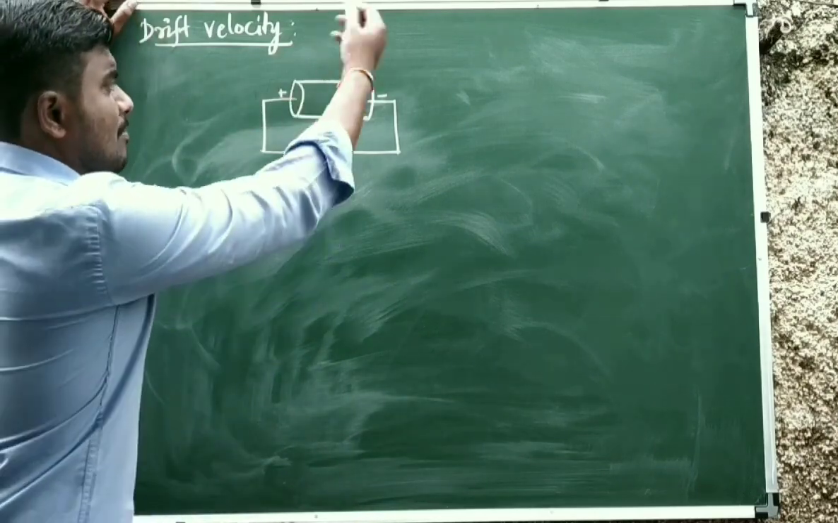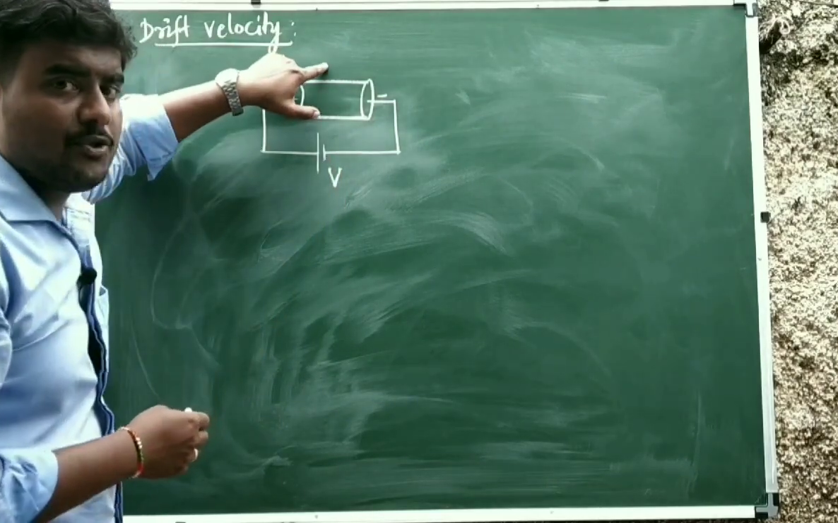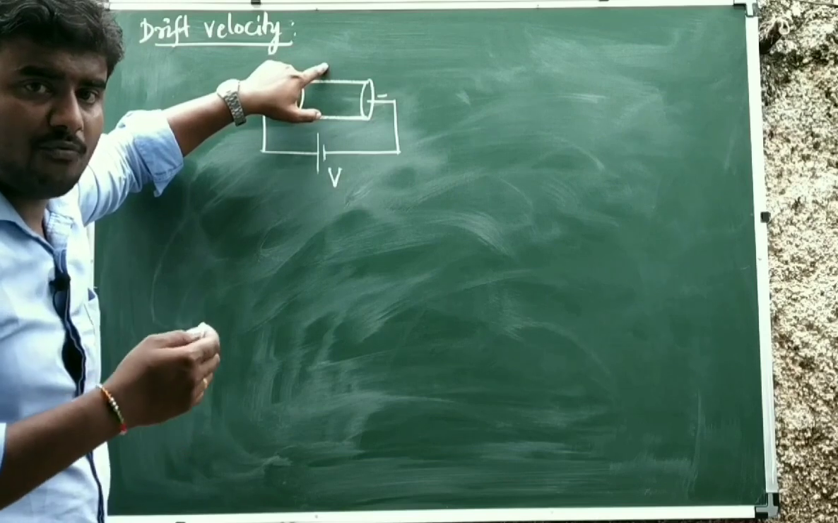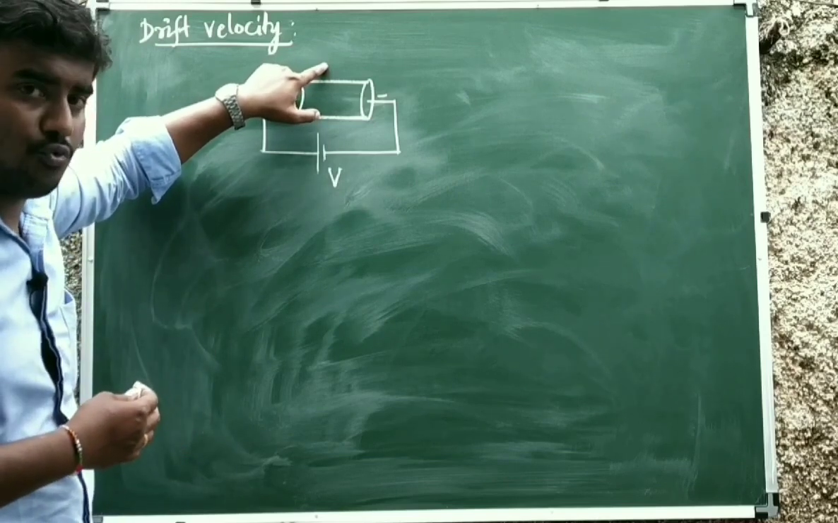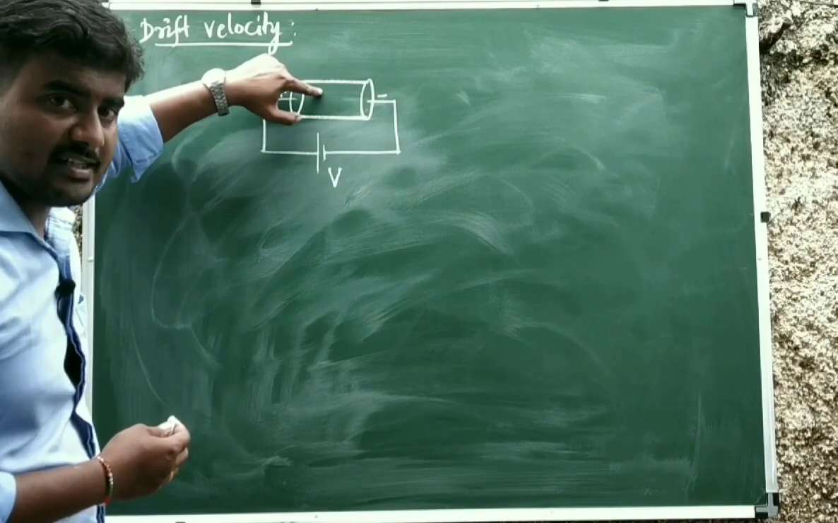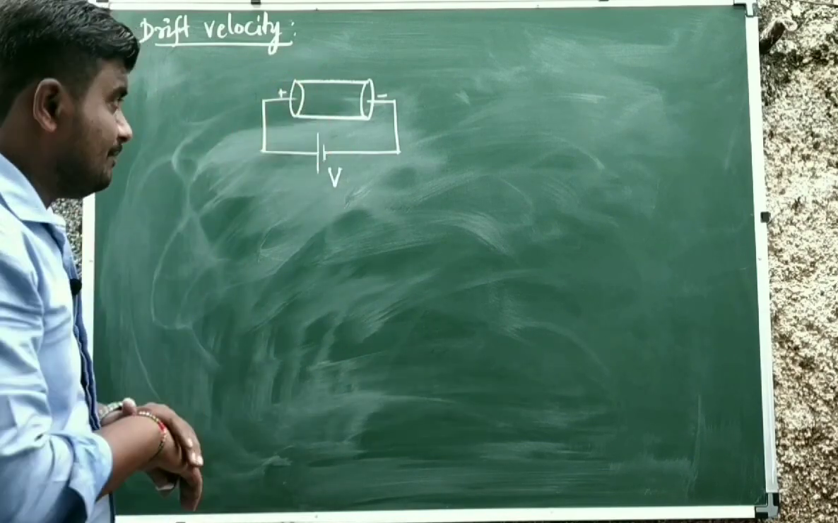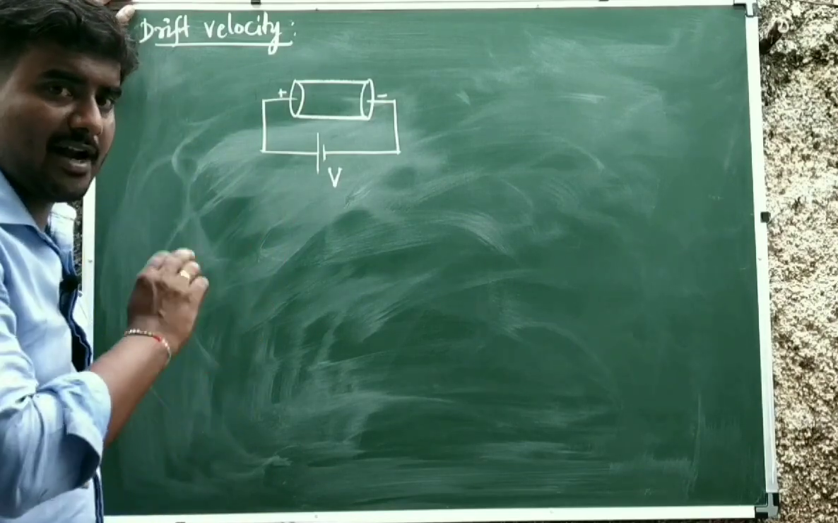They cannot come outside, because when they come outside, they experience a very large Coulomb force. Due to that Coulomb force, they tend to move inside the conductor only. They always remain inside the conductor, but they are in random motion.